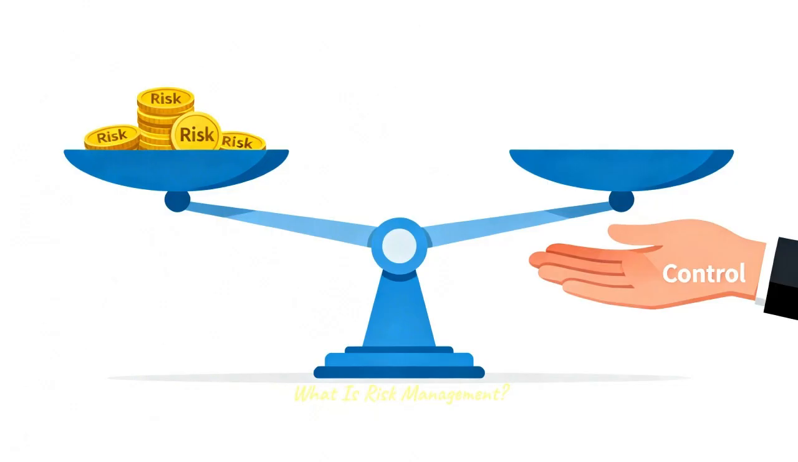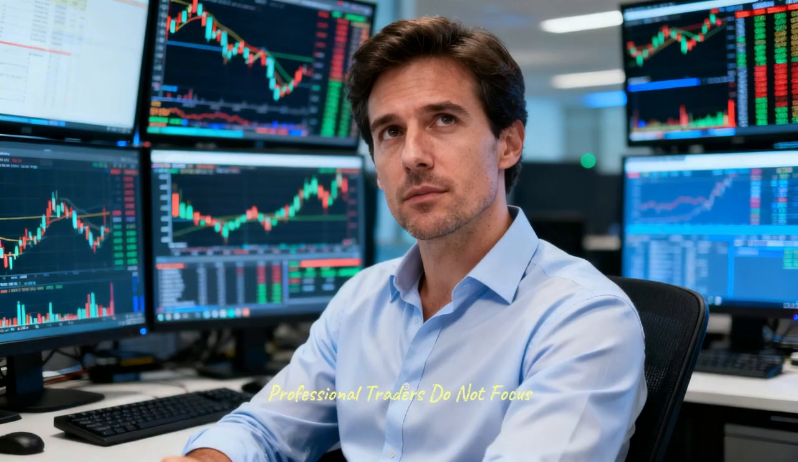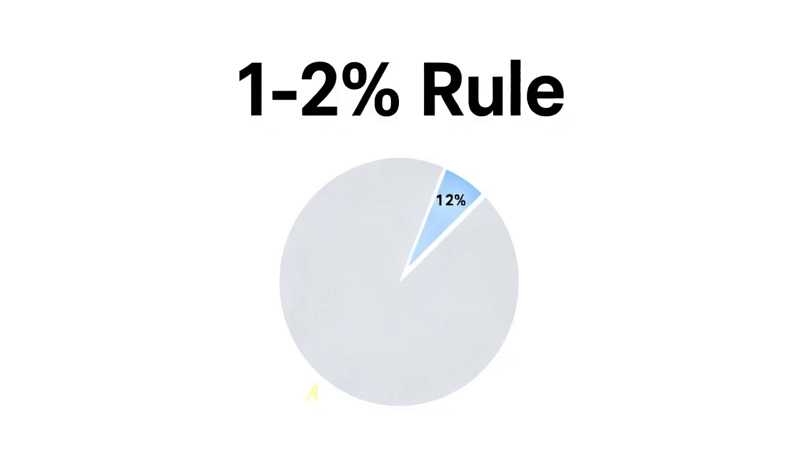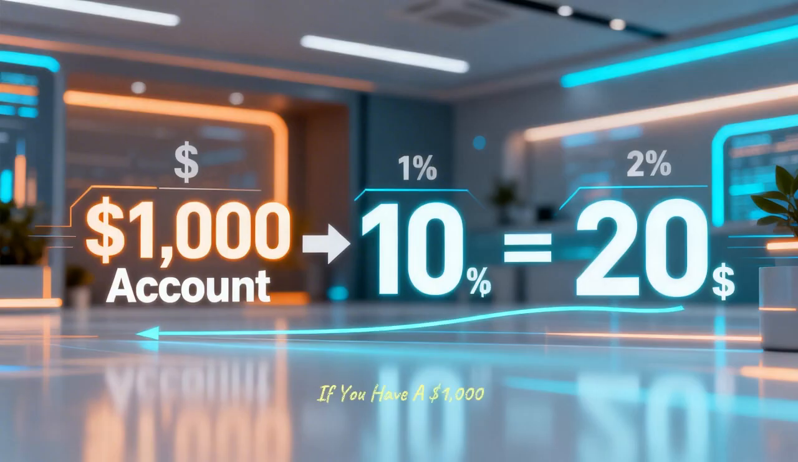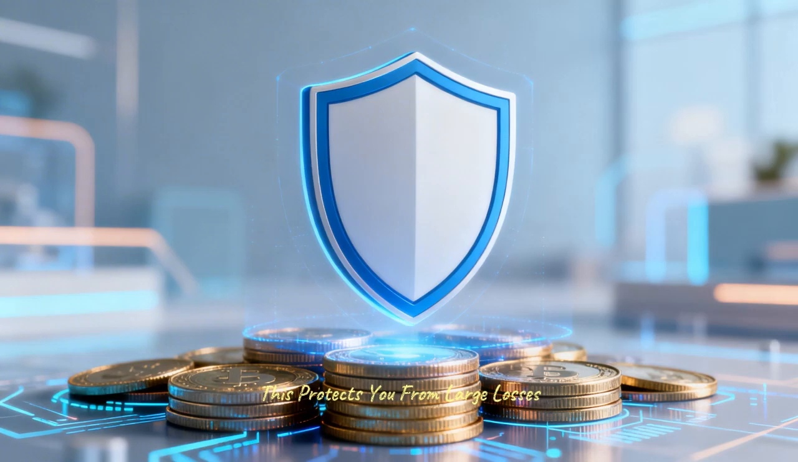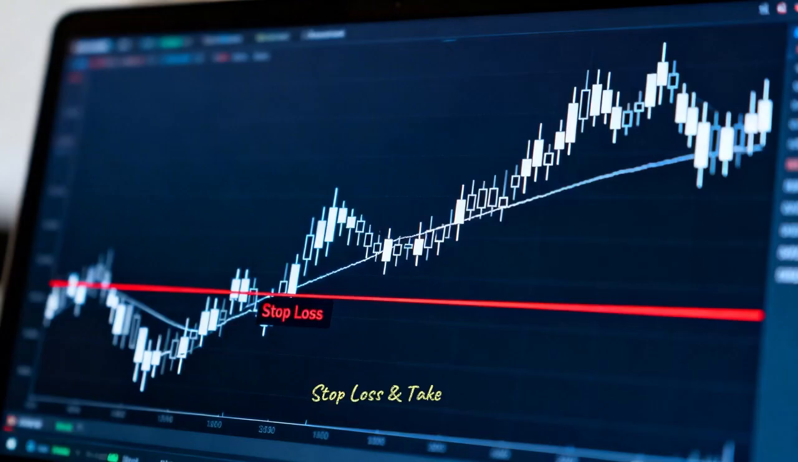What is risk management? Risk management means controlling how much money you risk on each trade. Professional traders do not focus on how much they can make, they focus on how much they can lose. A common beginner rule: risk only 1 to 2% of your account per trade. If you have a $1,000 account, 1% risk equals $10 per trade. 2% risk equals $20 per trade. This protects you from large losses.